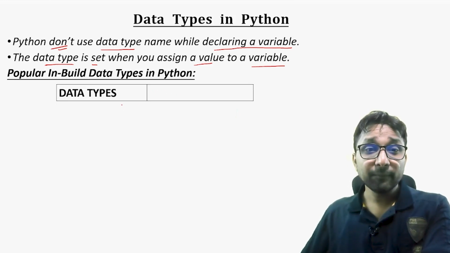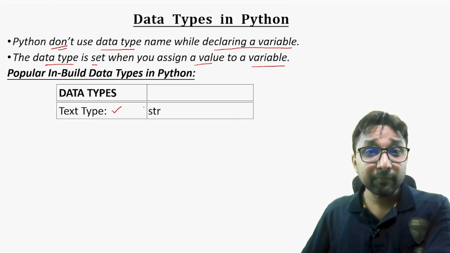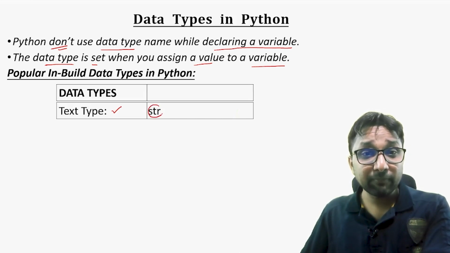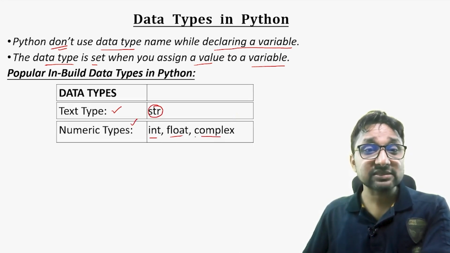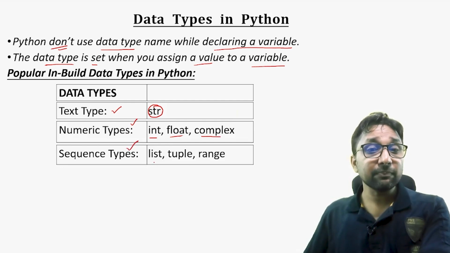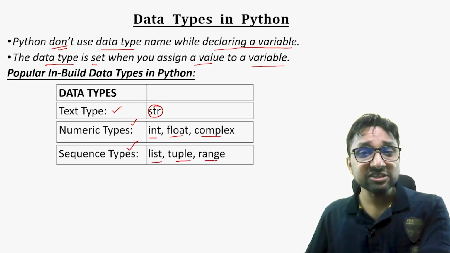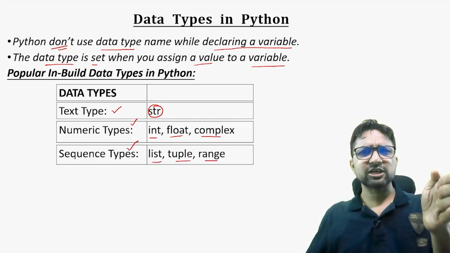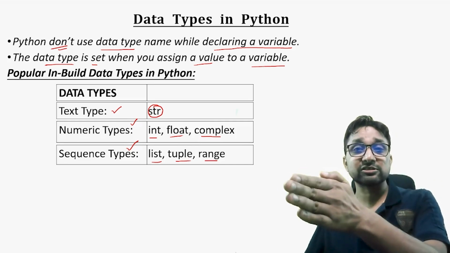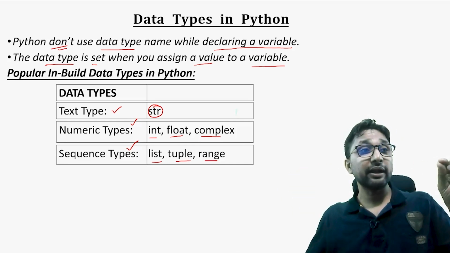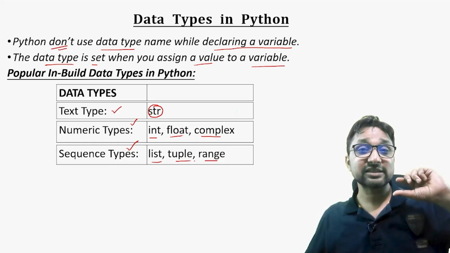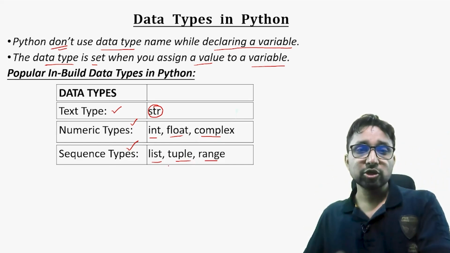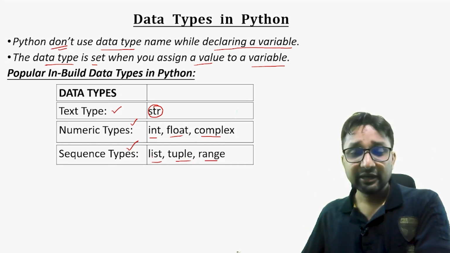For example, text type, like string data type; numeric data types like integer, float, complex; sequence data types like list, tuple, range. Sequence means the elements are stored in a particular sequence so that we can access the element at a particular index. So here we can access the element based upon the index. So these are the sequence based data types.